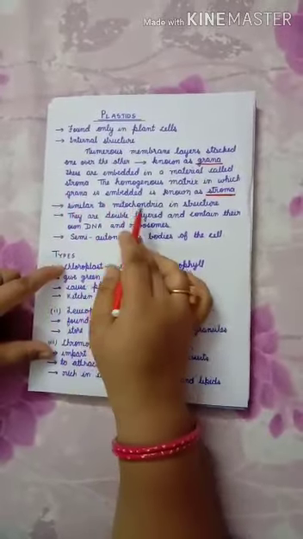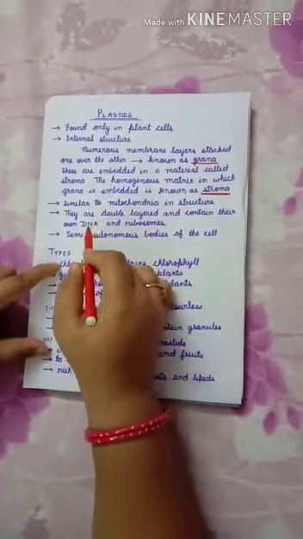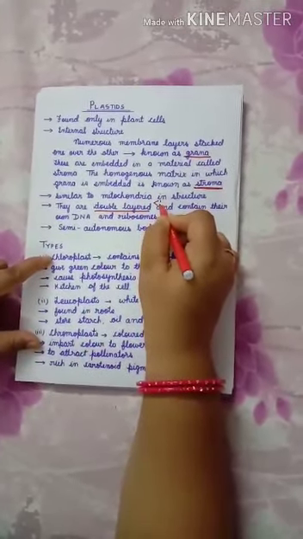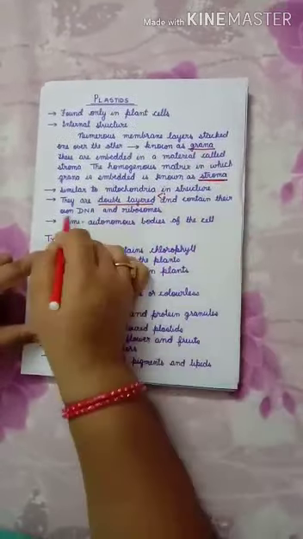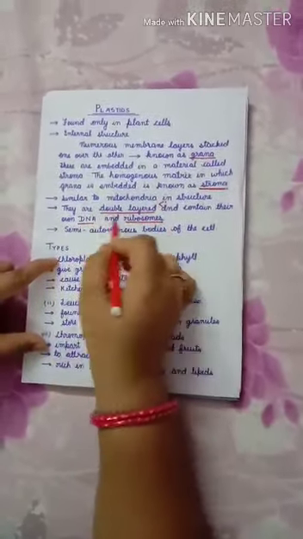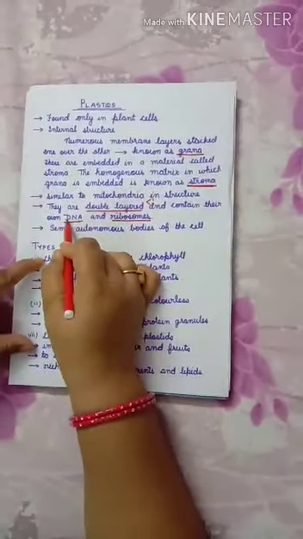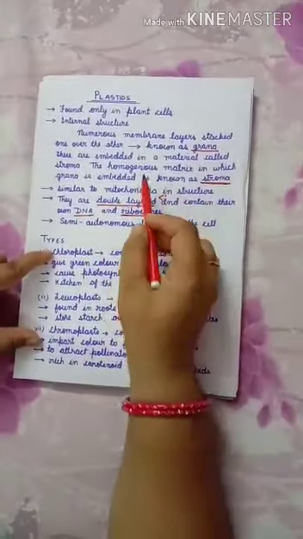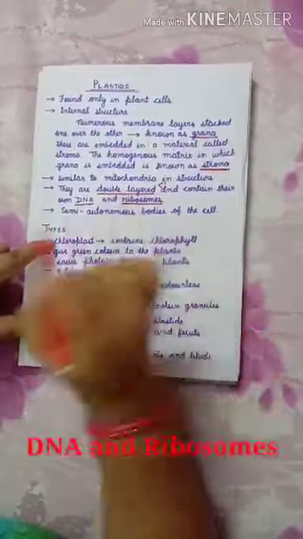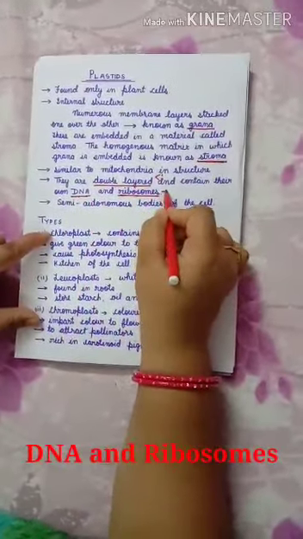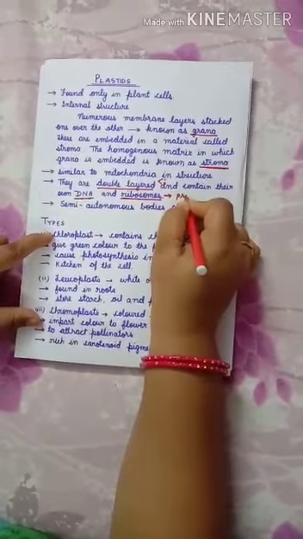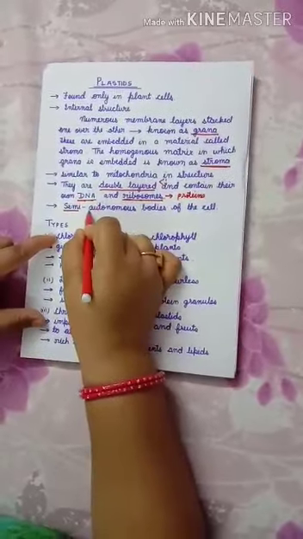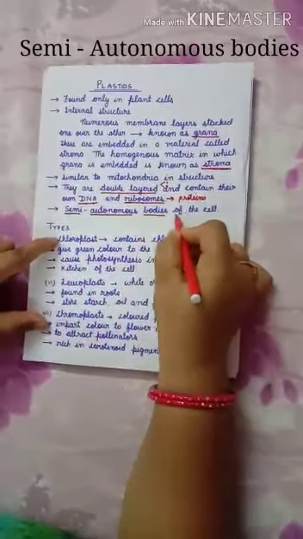It is similar to mitochondria in structure, and these plastids are double layered, meaning there are two layers, one inner layer and the other outer layer, and they contain their own DNA and ribosomes. DNA means deoxyribonucleic acid, the nucleic acid, and ribosomes are protein factories. So plastids contain both DNA and ribosomes, and due to this they are able to synthesize some of their proteins. That's why chloroplasts or plastids are also known as semi-autonomous bodies of the cell.